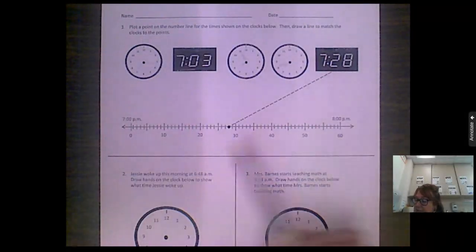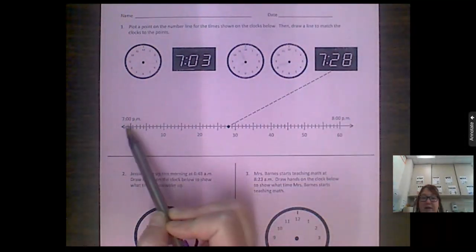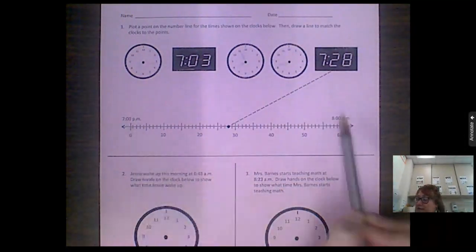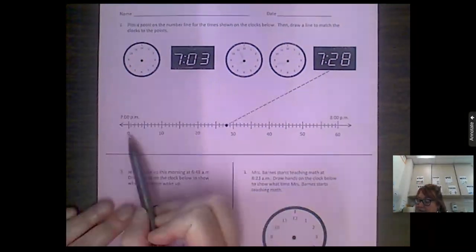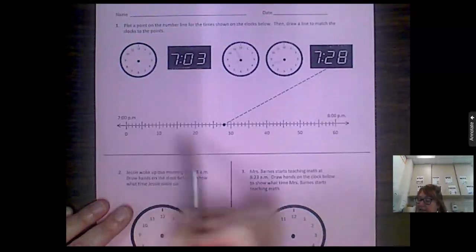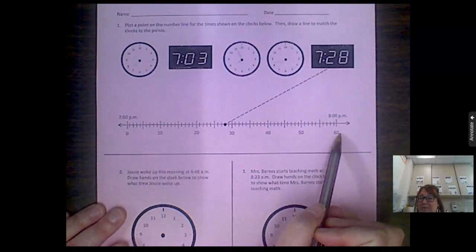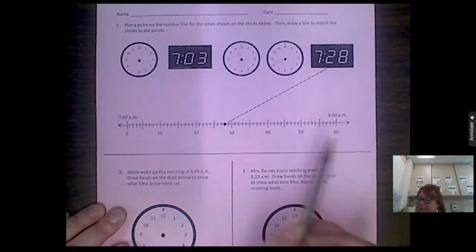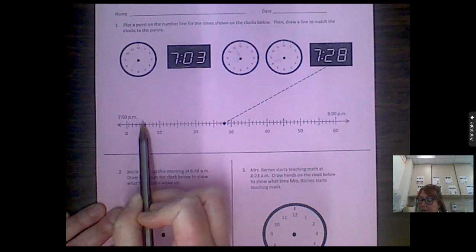Okay, so they did one for us. So this says 7:28. Our number line starts at 7 o'clock and it ends at 8 o'clock. So 28, here is, our intervals are 0, 10, 20, 30, 40, 50, 60. So they're counting by 10s. Can we add our 5s in there? That'll make it easier for us. So we're at 0. The 5 would be at this longer point right between the 0 and the 10.